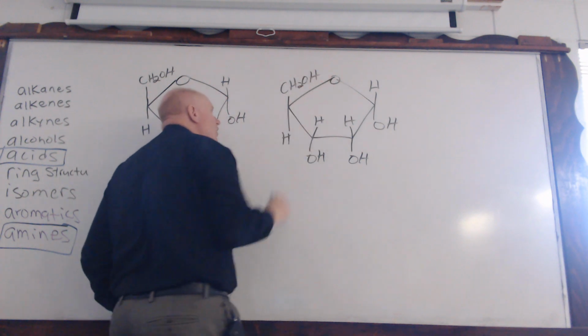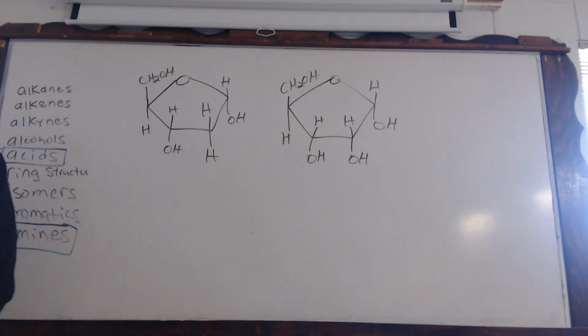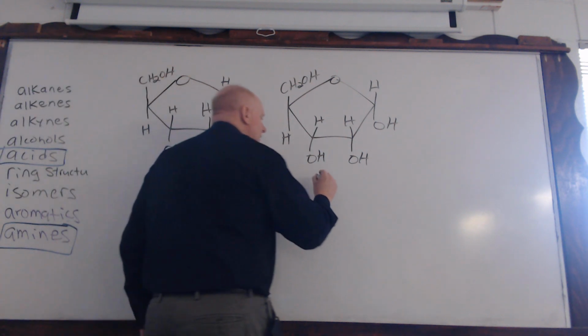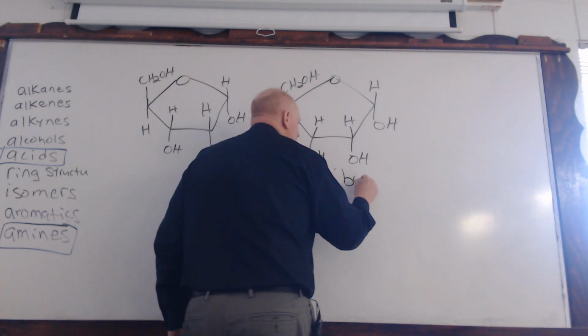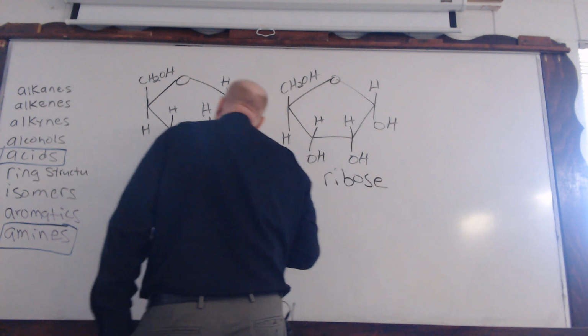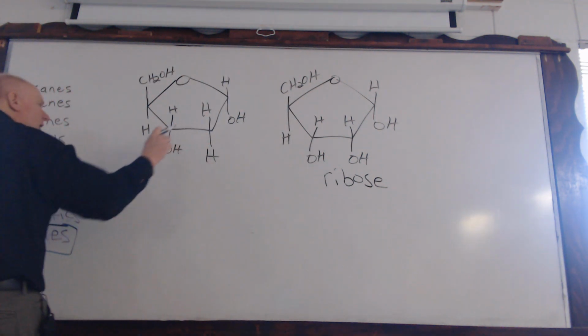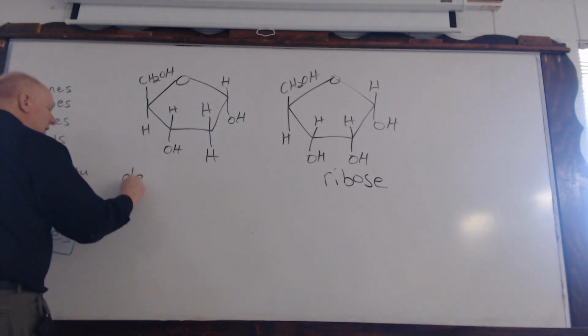Okay, what can you infer from those two structures? They're the exact same, but not quite an isomer. On the right side there are two hydrogens on the same carbon. Okay? So the reason this is important is this is the sugar ribose. Okay? This is a sugar called deoxyribose.